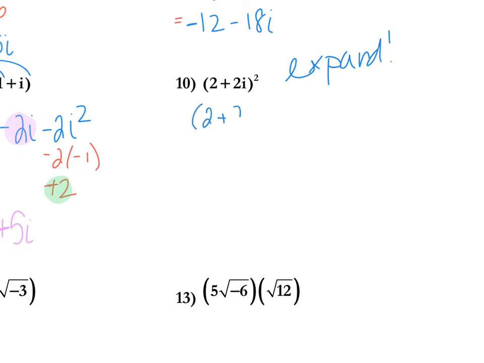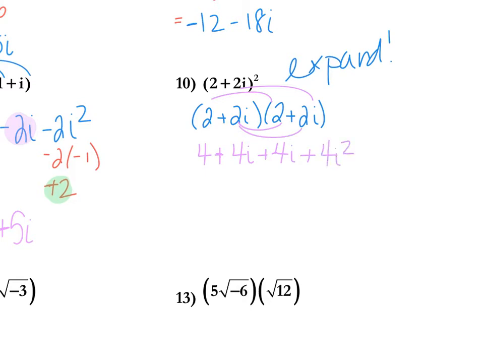So this is 2 plus 2i times 2 plus 2i. So we're going to go ahead and distribute. So 4 plus 4i plus 4i plus 4i squared. Simplify powers of i, so this is plus 4 times negative 1, which is negative 4. And then combine the real parts together. So that's going to be 0, so that cancels each other out. And then combine the imaginary parts together, which is going to give me 8i.